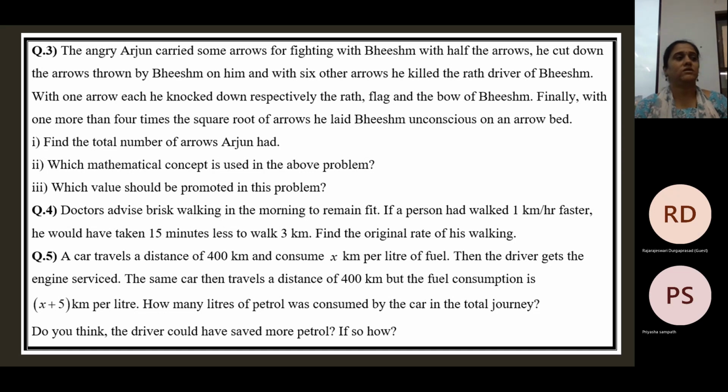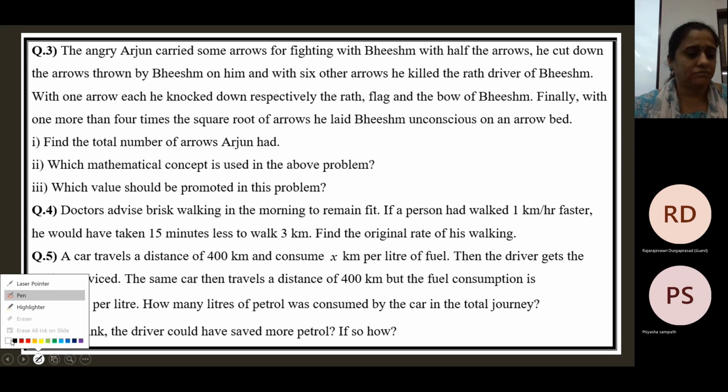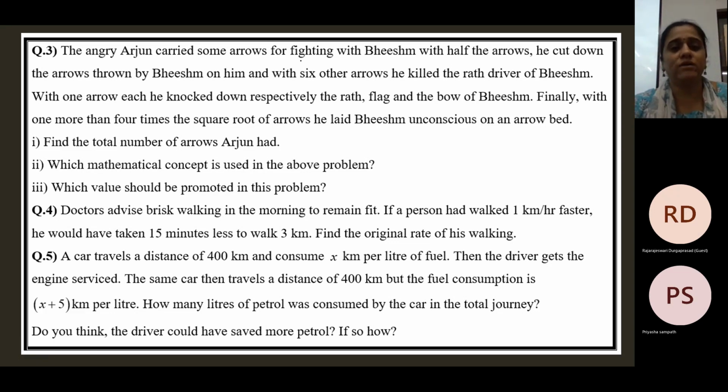Okay, so this is from the Indian epic Mahabharat. The angry Arjun. So you should write meaning. Okay, read it fast once. The angry Arjun carried some arrows for fighting with Bhishma. With half the arrows, he cut down the arrows thrown by Bhishma on him. And with 6 other arrows, he killed the Rath driver of Bhishma, the chariot driver.